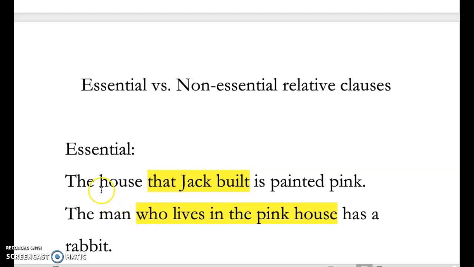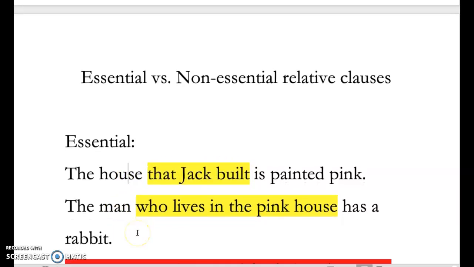So if I say the house is painted pink, you might say to me, I don't know which house you're talking about because there's a whole block of houses and for some reason they're all painted pink, right? I would have to add more information about the house for you to know which house I mean. So in other words, this phrase, this relative clause, is essential to narrow down which house I mean.